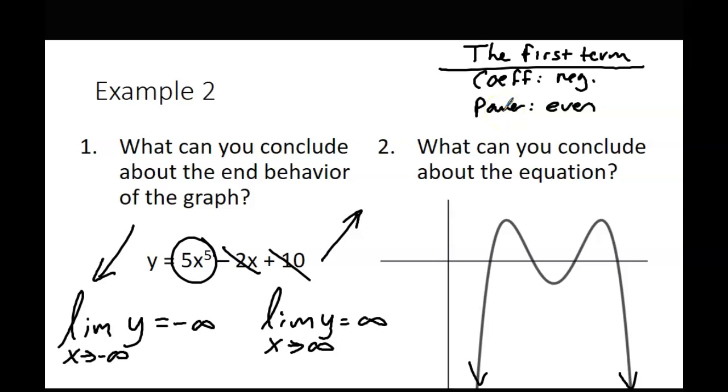So for instance, this thing could be something like this, a negative coefficient with an even power, and there could be anything in here. We don't know yet. We'll figure that kind of stuff out later. They could have all kinds of other stuff. It doesn't matter. What matters is this guy. So we know that the first term has to have a negative coefficient and an even power.